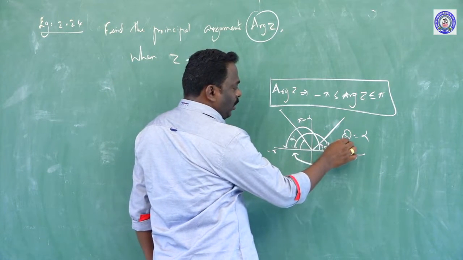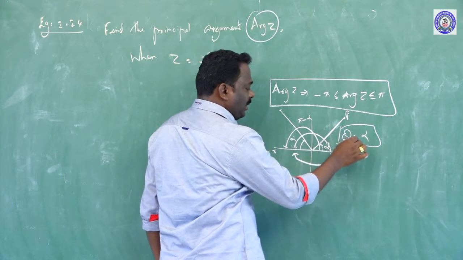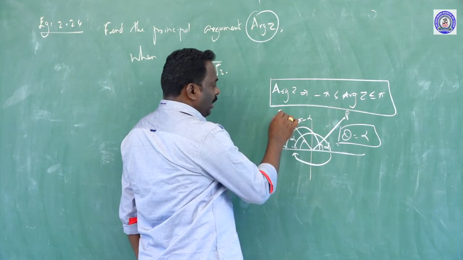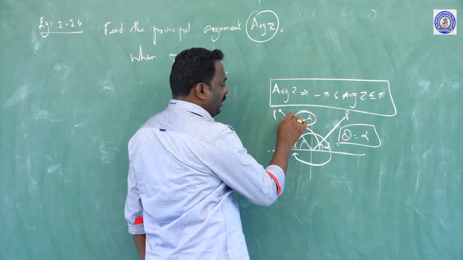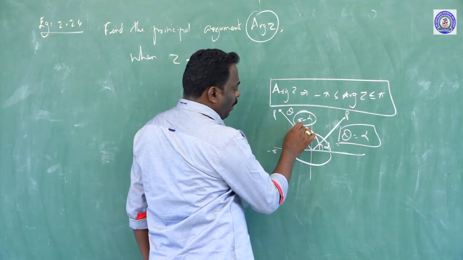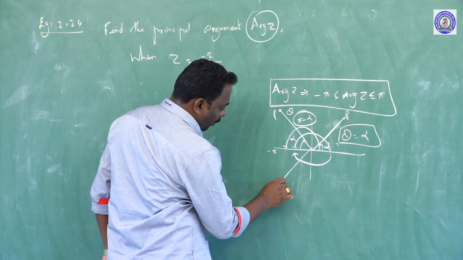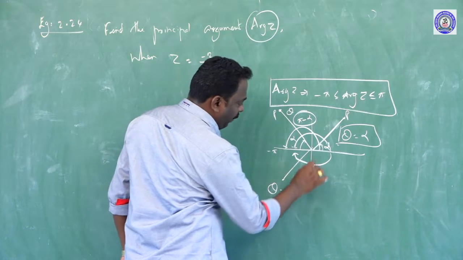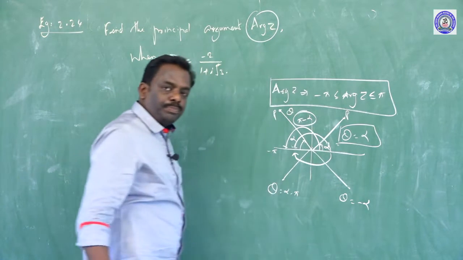So in the first quadrant, if the point P lies in the first quadrant, the argument of Z is defined by theta equals alpha. If the point lies in the second quadrant, the argument theta equals pi minus alpha. If the point lies in the third quadrant, theta equals alpha minus pi. In the fourth quadrant, theta equals minus alpha, as we already know.